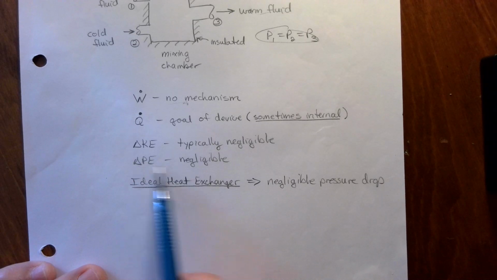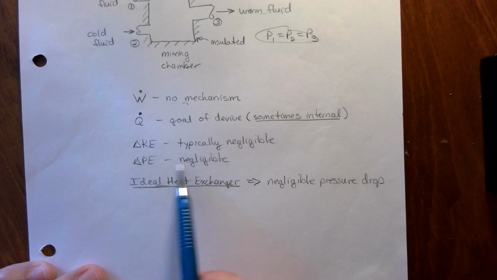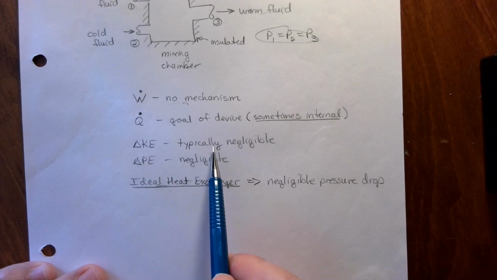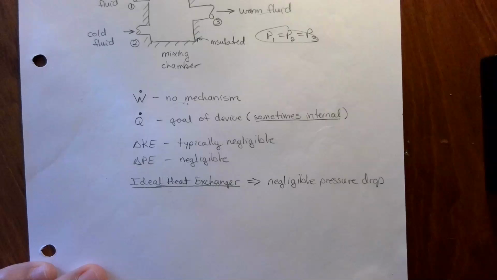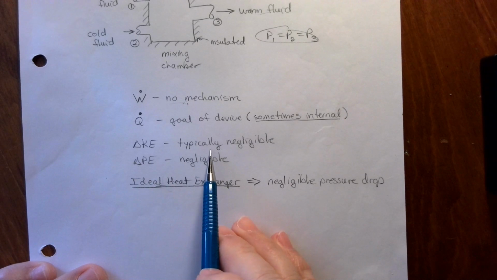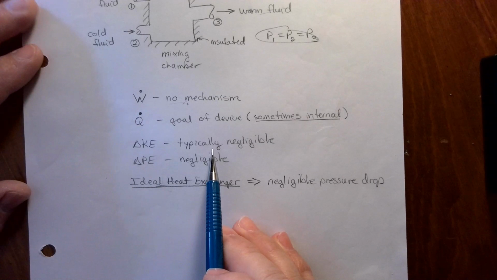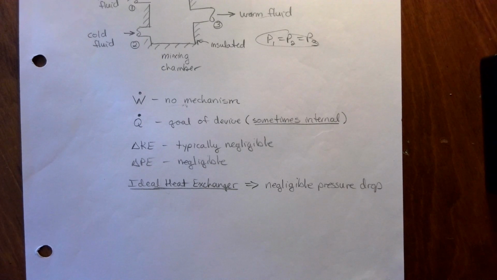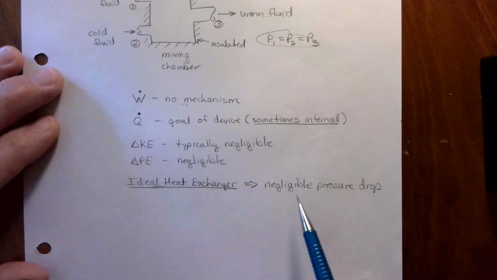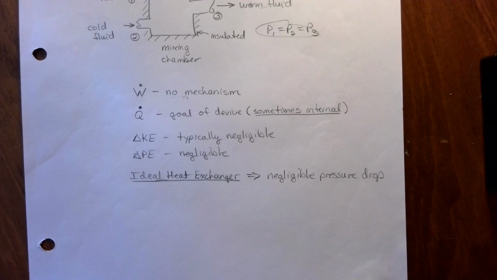We're almost always neglecting potential energy. In fact, in this class, we will always neglect potential energy here. For kinetic energy, that is very often negligible, especially if they don't give you any information about that. The only way kinetic energy would be significant would be if the temperature is caused to change and that causes a phase change. Then the density would be so much different for a vapor compared to the liquid that conservation of mass would dictate a significant velocity change. Okay, so ideal case, no pressure drop across the pipes.